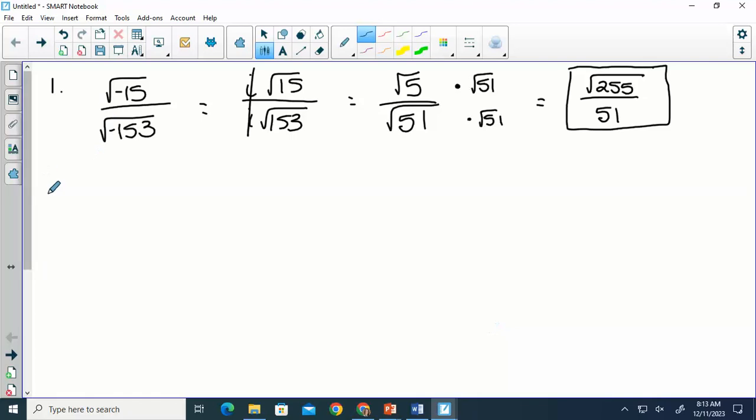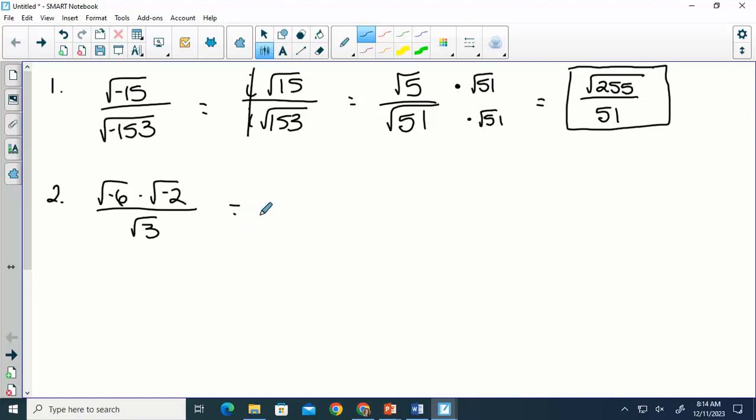So number 2. This one is similar, but we have to do something. What has to be the first step here? Yes. If you just multiply those top radicals, you get the square root of 12. And that is wrong. Before you multiply, you have to take out the i.